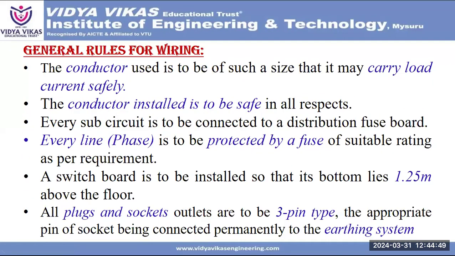The first point: the conductor used is to be of such a size that it may carry the load current safely. Whatever conductor we use for electrical wiring should carry the load current safely. It should not damage our circuit. So the conductor size must be chosen properly. Second, the conductor installed is to be safe in all respects.